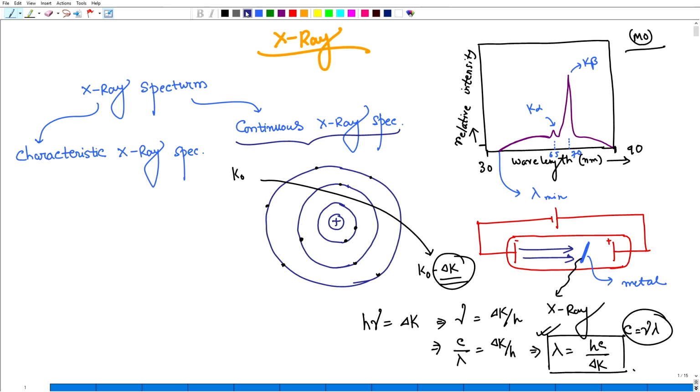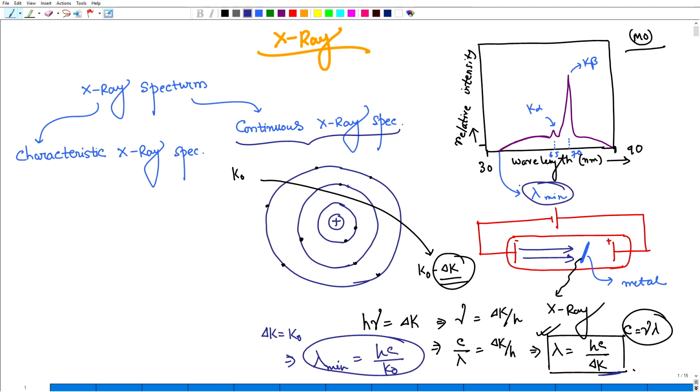So in that case, del k is actually k naught. In that case, the lambda will be minimum, because del k should be less than or equal to k naught. K naught is the kinetic energy of the electron before the collision. So the maximum value of del k is k naught, and the minimum value of lambda should be hc by k naught. So this is our lambda min.